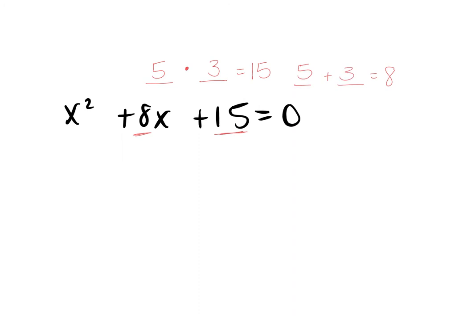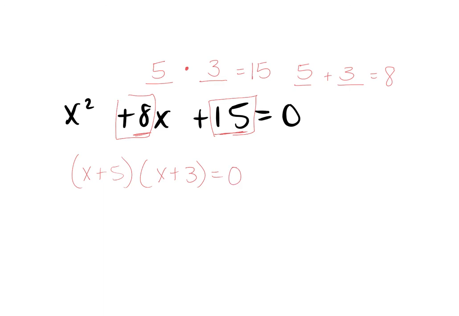Now, this is only when there's no number here, right? When A is 1. If there was an A, we would have to take that A and multiply it by the C, okay? In this case, we're just taking something that multiplies together to give me 15, something that adds together to give me 8. So we get 5 and 3. My factor is just x plus 5 times x plus 3 equals 0.